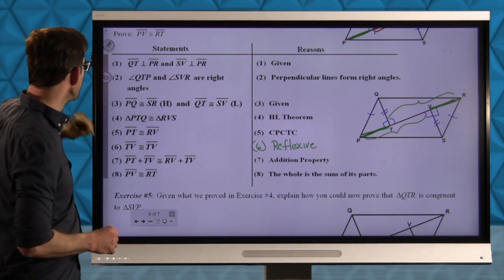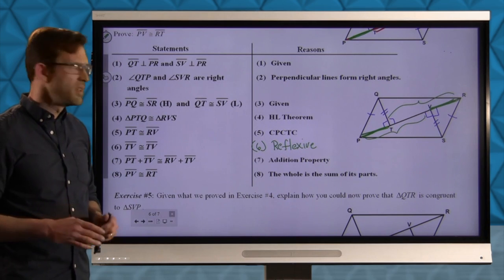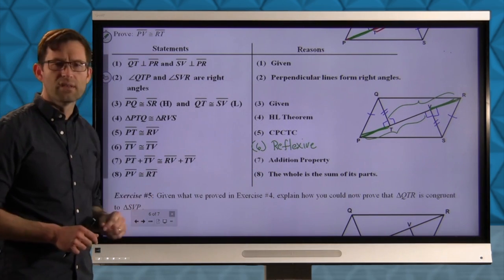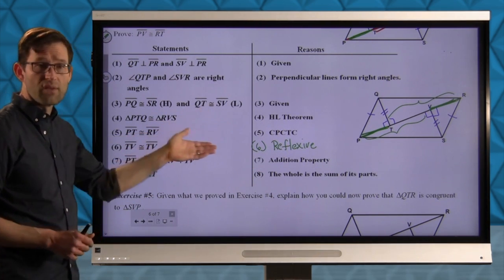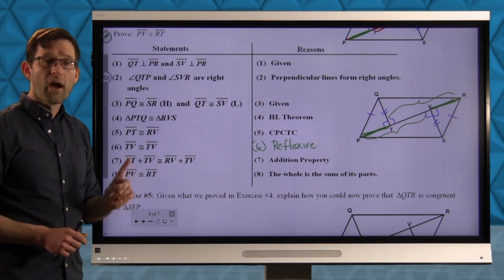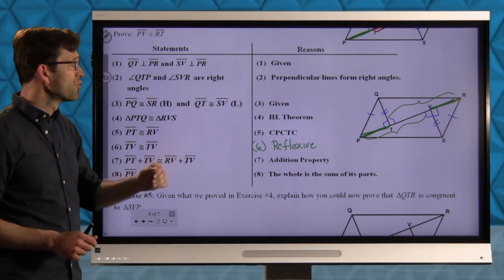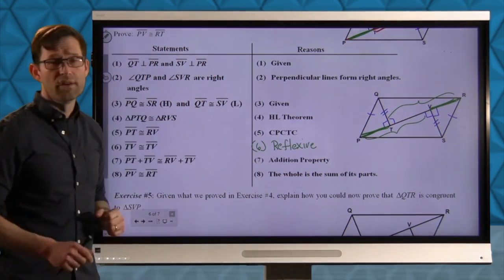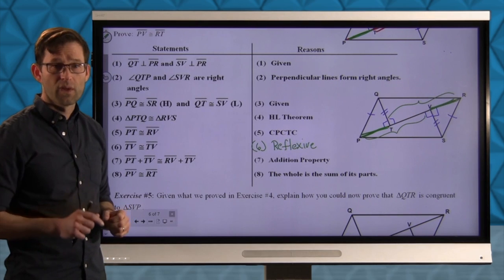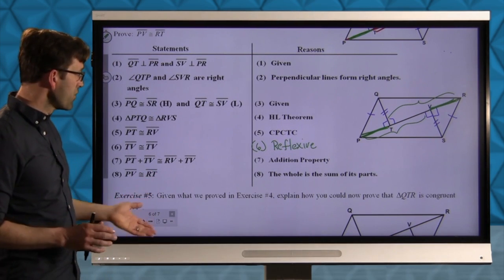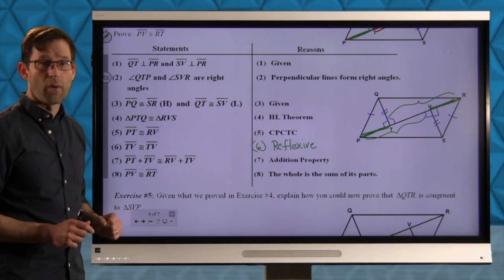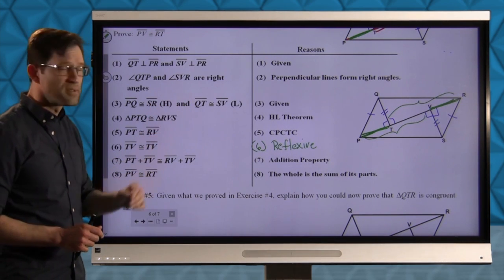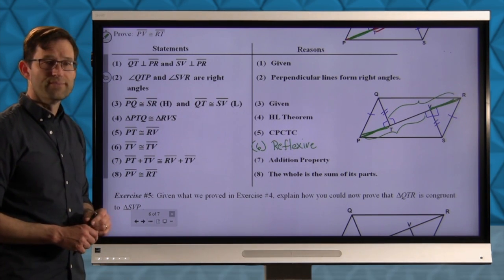I'm kind of used to the idea that this should be CPCTC, and we did have CPCTC kind of in the middle there. But I then needed to go on after proving two triangles were congruent and parts of those triangles congruent to do a little addition proof in the middle. All right. Let me pause for a minute before I scroll up and we do the last problem in this lesson so that you have a little bit of time to write down this reasoning if you need to.